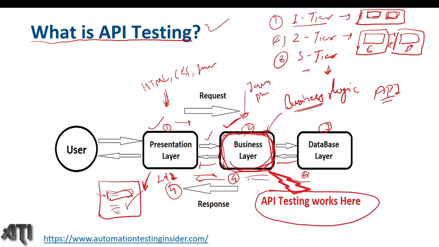So here you can see API testing works on the business layer. This is a simple example of how it works, how we send the data and how we get the response. In coming videos, we are going to talk about all these details in a much more practical way, so that you can understand better how we send the request and get the response. For now, just understand that on the business layer, the complex logic is written, and that is nothing but the APIs.